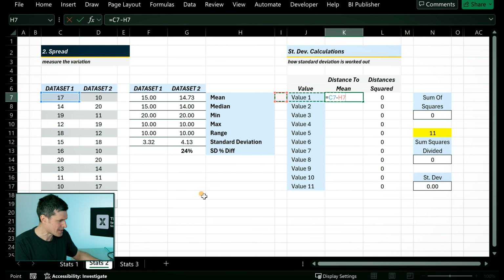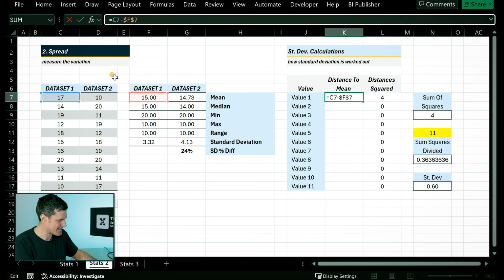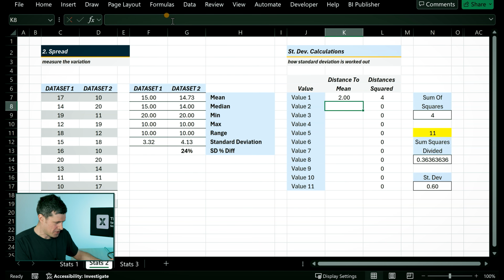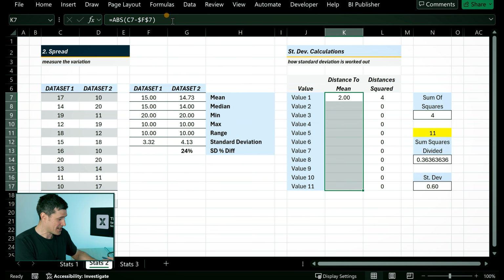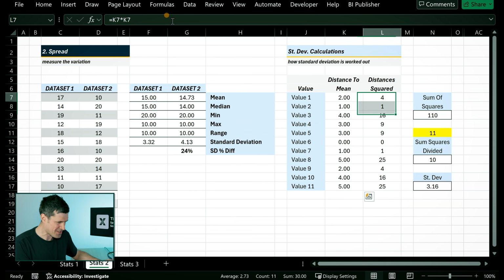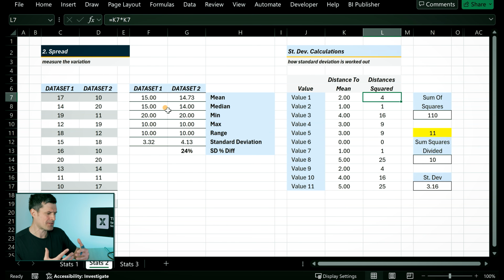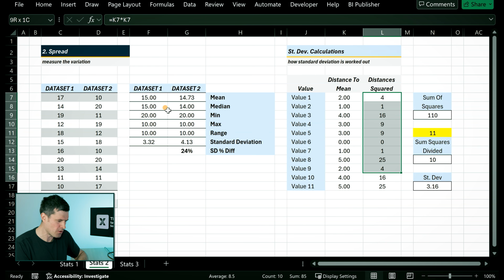So if we say the value minus the mean, I'm going to hit F4 here to fix the mean average reference there. And I'm just going to put these inside an absolute formula that's going to make sure all of them are positive. And then once we've done the formula, we square all of those distances.